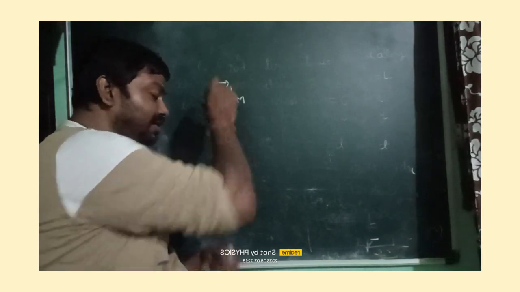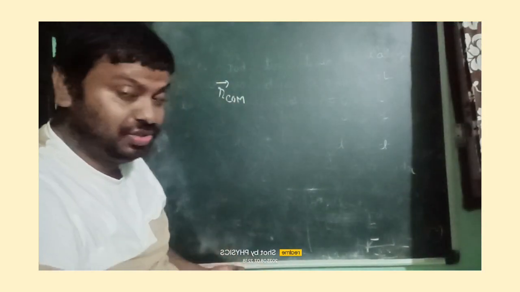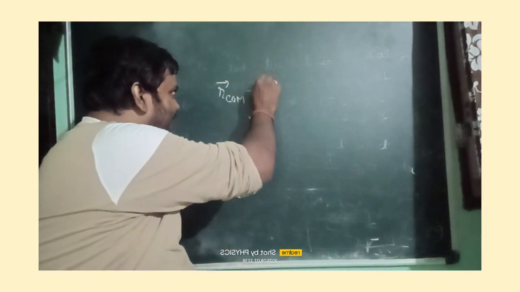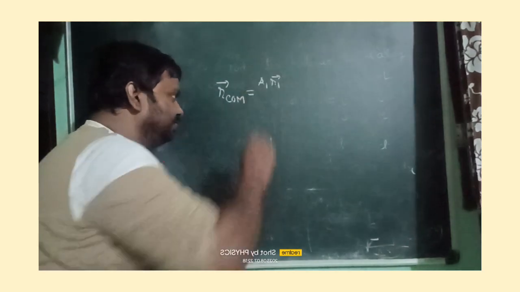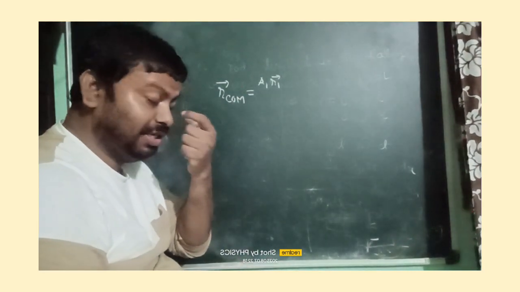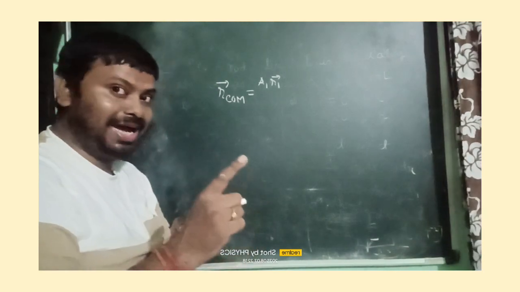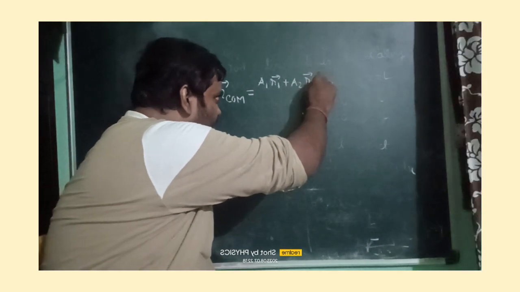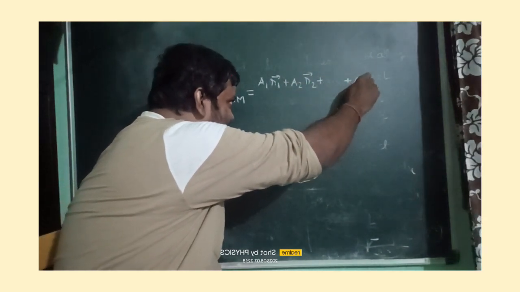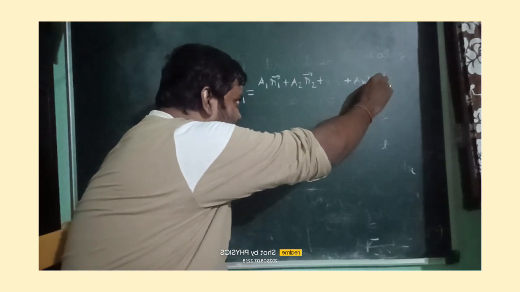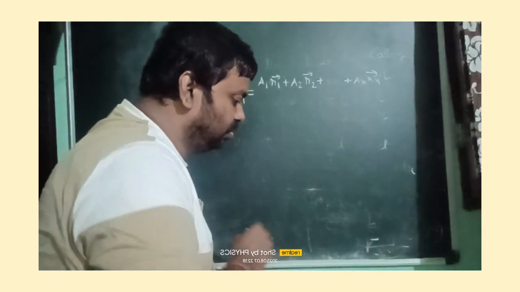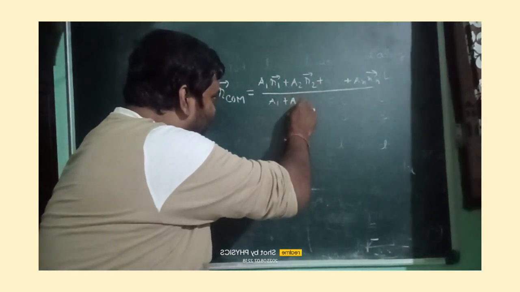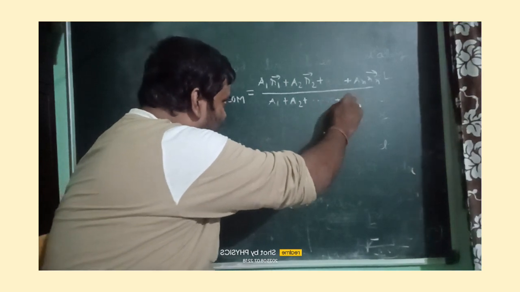RCOM, that is the position of the center of mass. And for the two-dimensional body, we should consider the area. Now write it: A1 R1 vector, A1 into R1 vector, the area of that portion and the position vector R1, plus A2 R2 vector, plus dot dot dot, AN RN vector. Now divide by the total area, that is A1 plus A2 plus dot dot dot AN.